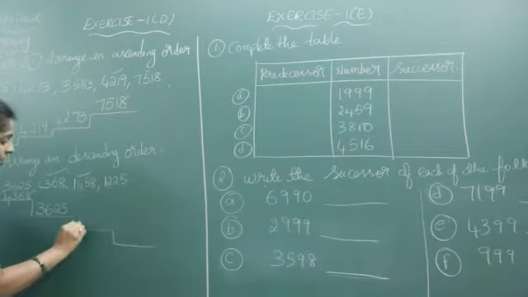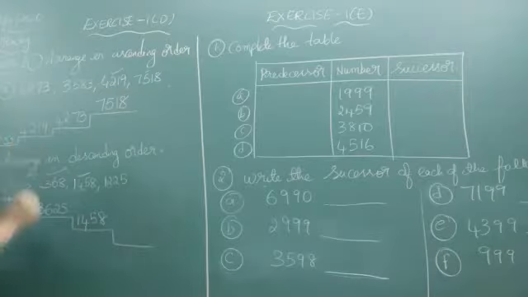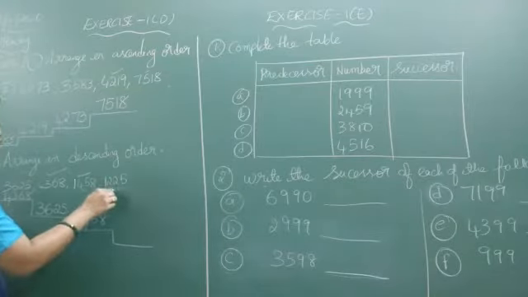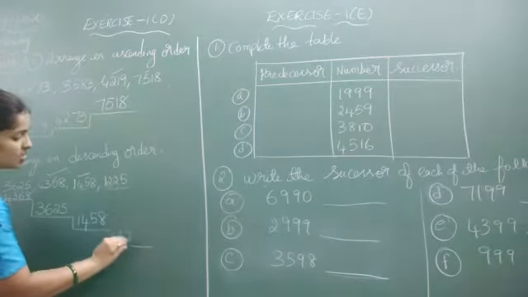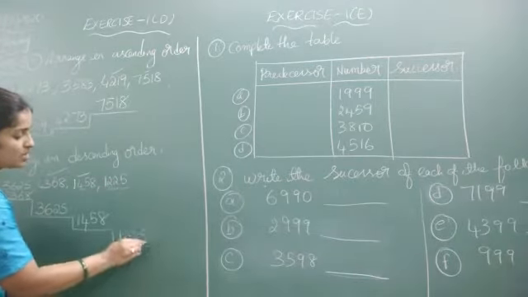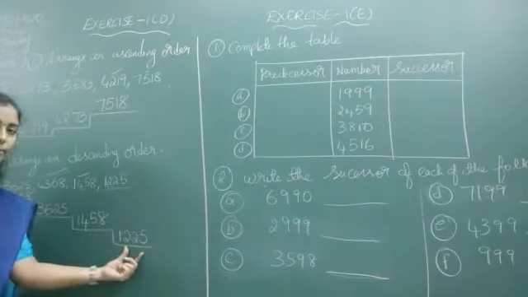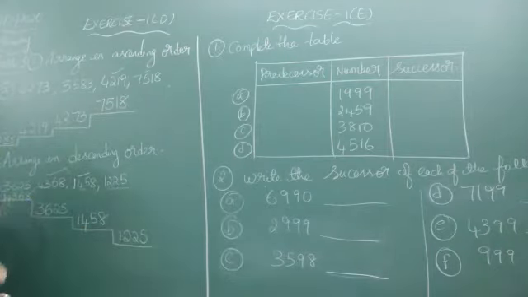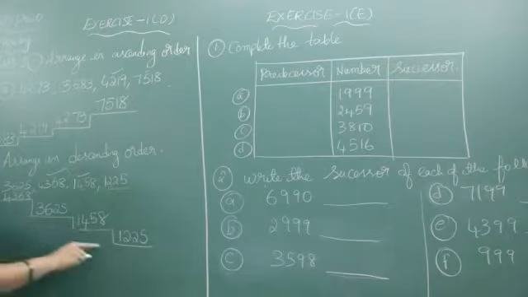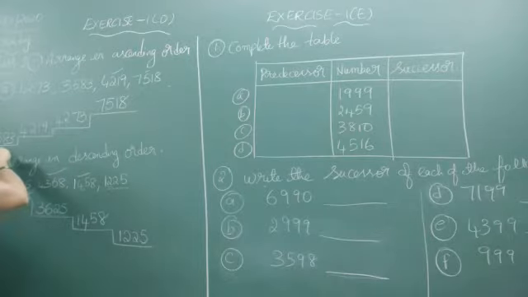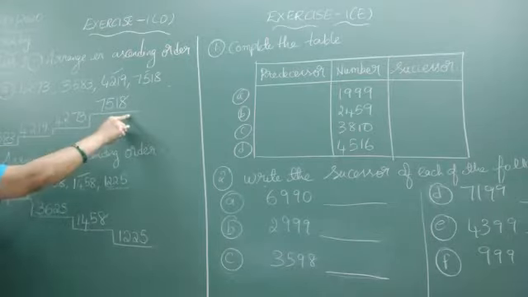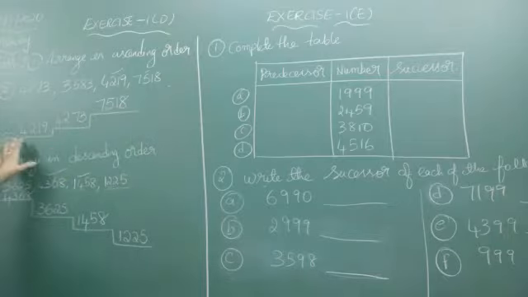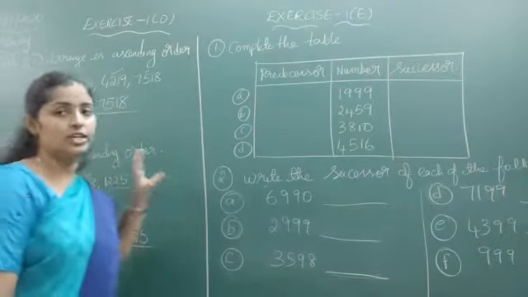So the next greater one is 1458. Right. Now the next one is what is left? Only the last one, that is 1225, which is smaller than all these numbers. Okay, so this is the way to write descending order. Write it in here, first one ascending order. Yes, so this is about ascending order and descending order.